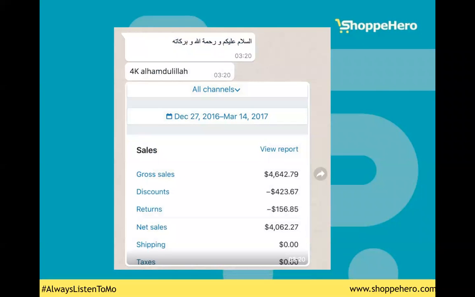You can see this ended March 14, like these screenshots. And now we are in April, almost done. From December 27th to March 14th, that's $4,000 for someone who never started. That's a lot of money, trust me.